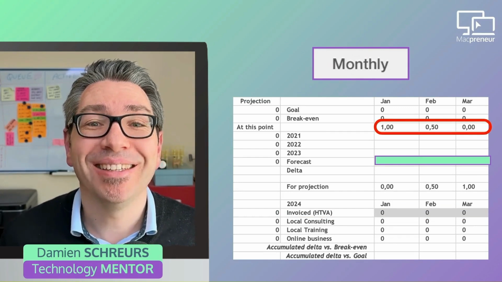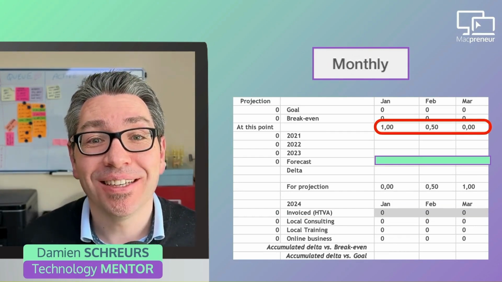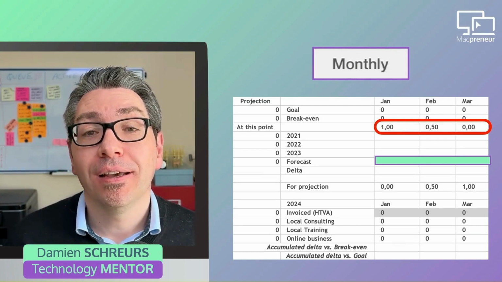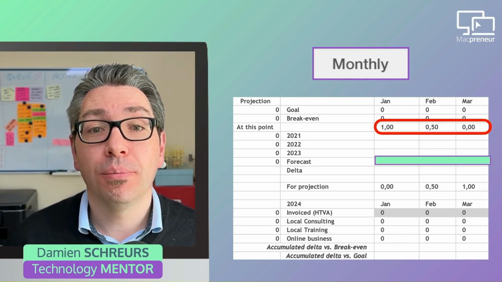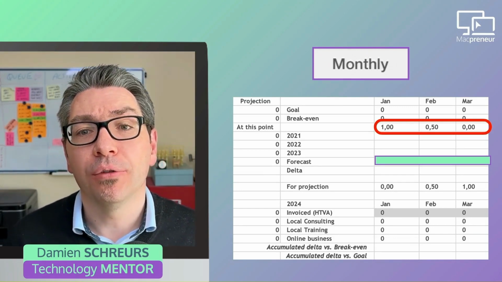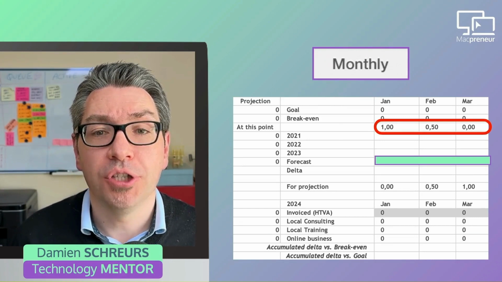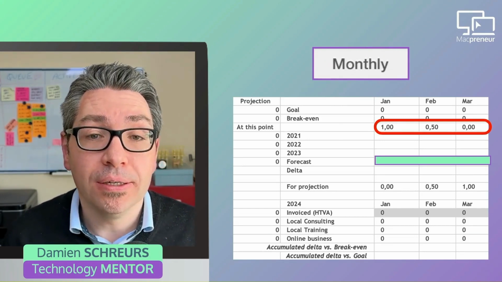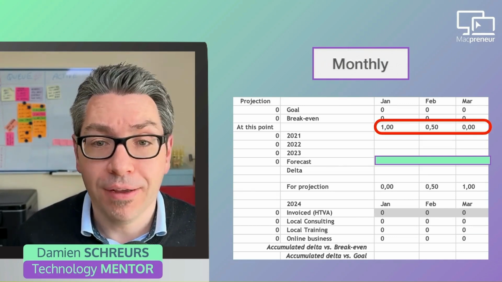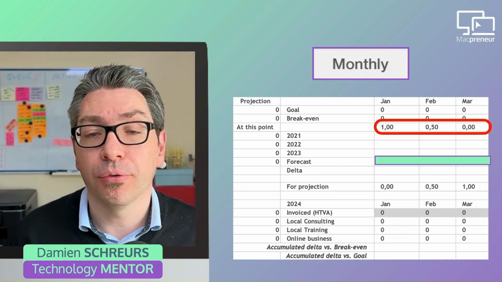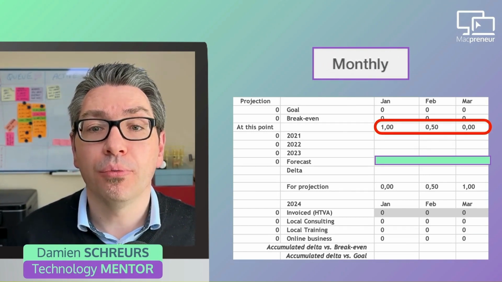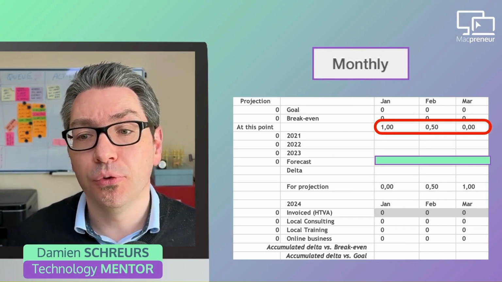And the way I do that is by having a row that contains for each month a number between 0 and 1. That number is the fraction of the month that is already passed. So for instance, let's say that we are on February 14th. For January, the number will be 1 because it's in the past. For February, the number will be 0.5 because it's half the month already passed. And between March and December, the number will be 0 because it's in the future.